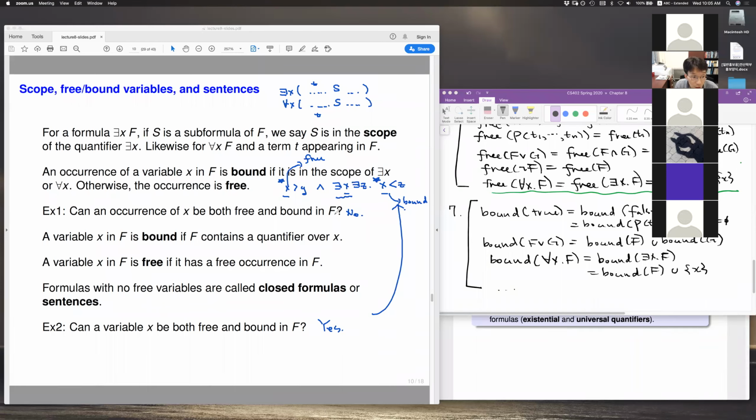And if a formula doesn't have any free variable, we say it's a closed formula or sentence. Some of the algorithms of first order logic we're going to talk about later are working on only closed formulas.